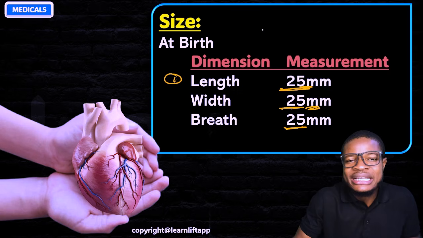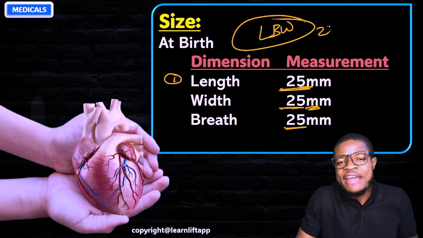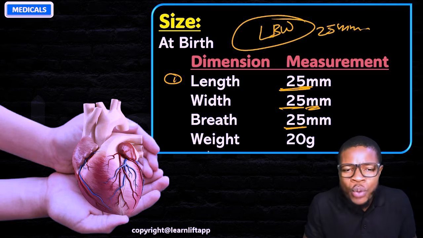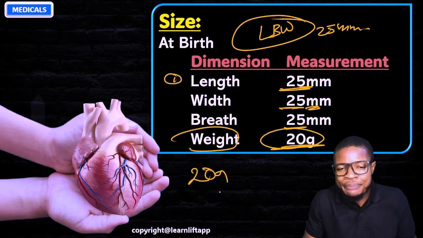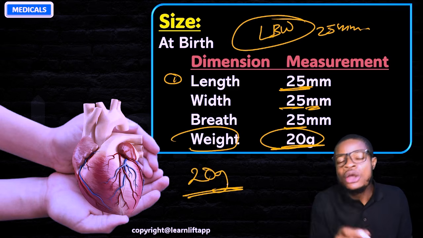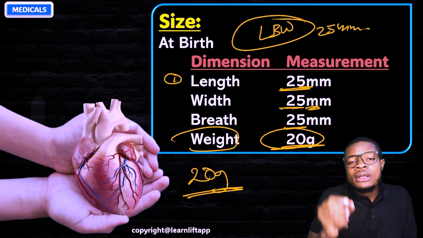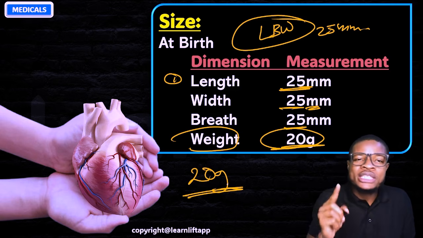So the length, the breadth, the width, all of them are 25 millimeters, right? The only different thing there is the weight. What's the weight? 20 grams. So the weight at birth is 20 grams. The size of the heart at birth is different from in adulthood: length, breadth, width 25 millimeters, and weight 20 grams.